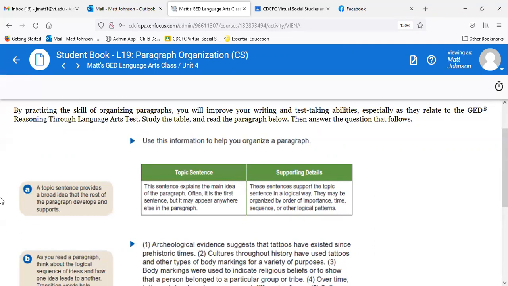Supporting details. So these sentences support the topic sentence in a logical way. They may be organized by order of importance, time sequence, or other logical patterns. So you see here, this kind of lends itself to what we were talking about with the extended response, right? How do you organize your whole response by paragraph? And then even within the paragraph, are you going to do that by a time sequence, or some other type of pattern, or by order of importance?